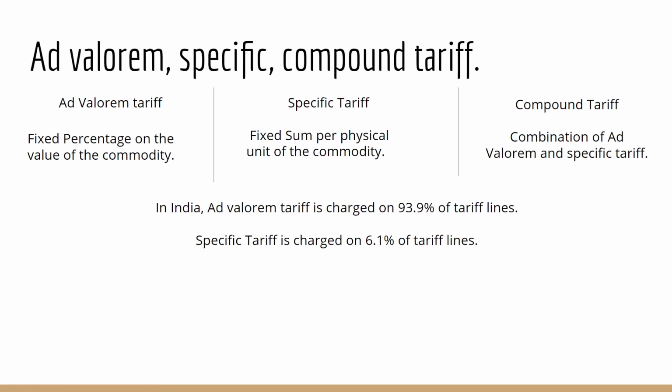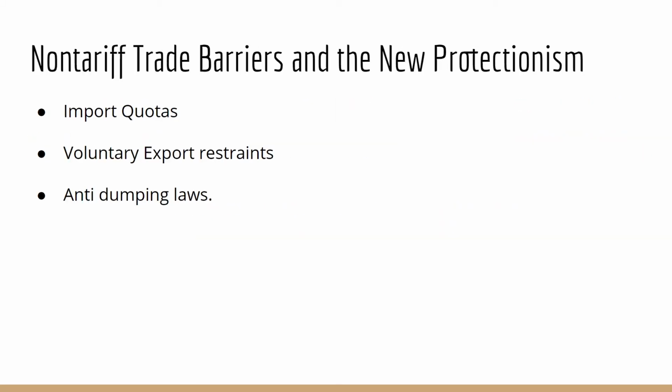In India, ad valorem tariff is charged on around 94% of the total tariff lines. Tariff lines basically means the list of commodities which are imported in India and exported from India. And they have all these HSN codes, called the harmonized codes, which help individuals identify the product that they are dealing in. And specific tariff is charged on around 6% of the total commodities.